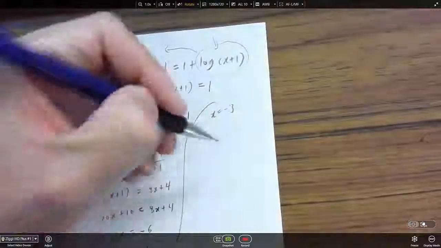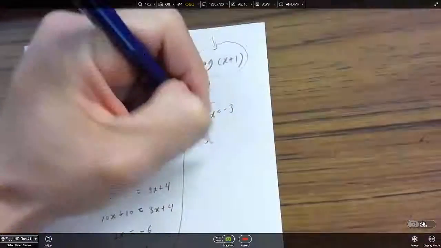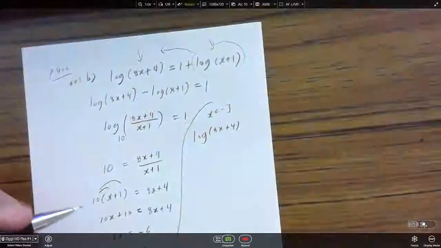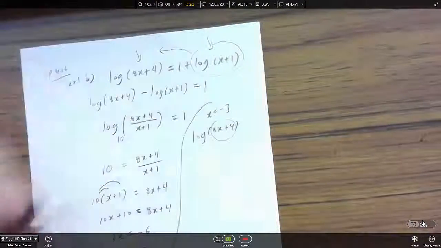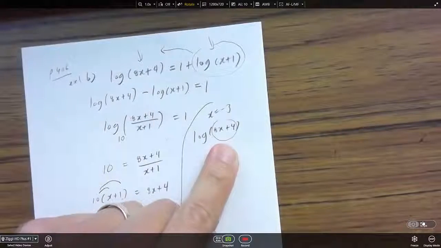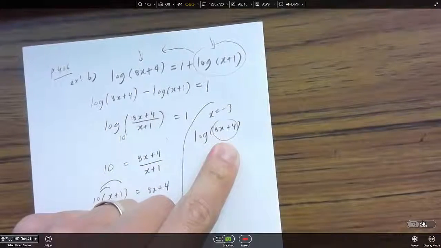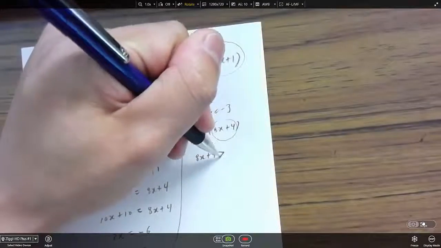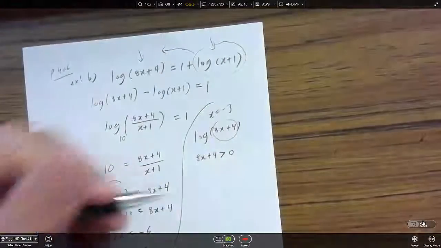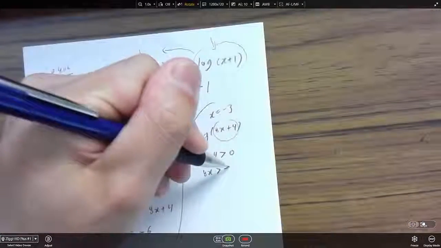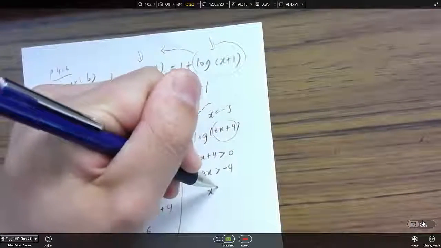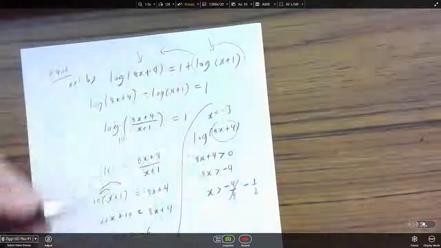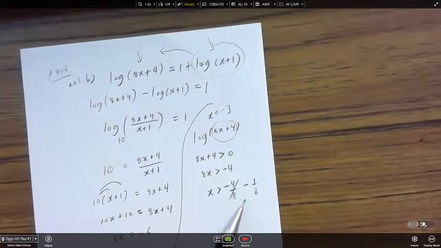We're going to say log 8x plus 4. And then when you're talking about it, we know that for this term here, this must be greater than 0. That's one of the restrictions of logarithms. So 8x plus 4 must be greater than 0. And what does that mean? 8x must be greater than negative 4. X must be greater than negative 4 divided by 8, which is negative 1/2. X must be greater than negative 1/2.